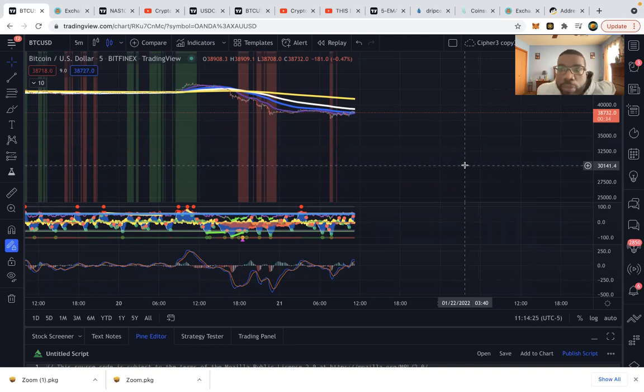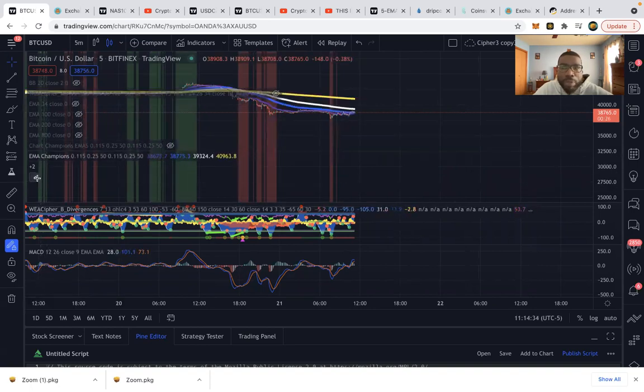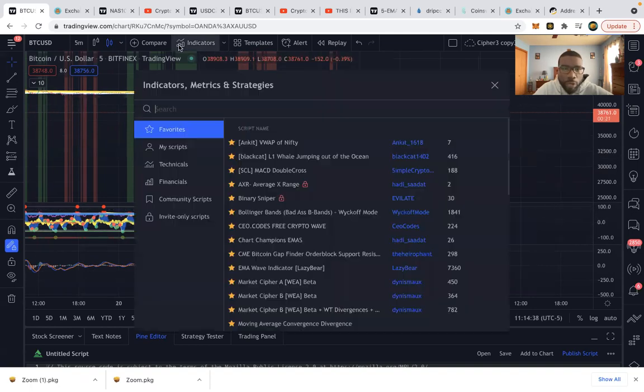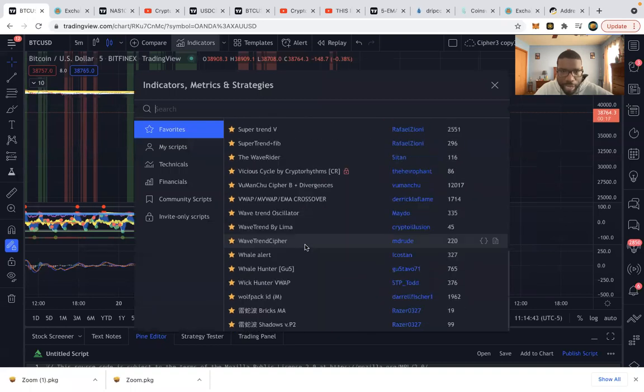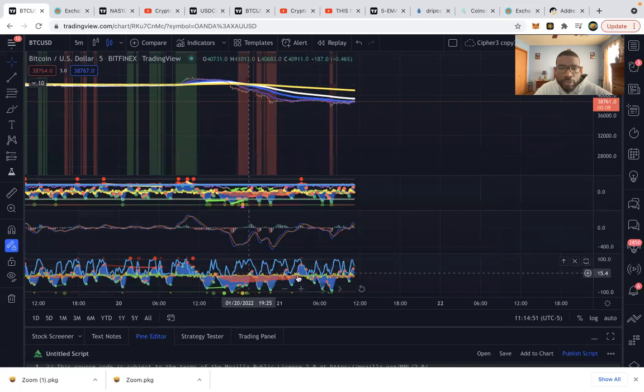This one is how to trade with volume. I'm going to demonstrate how we use our EMA Champions Indicator here. This indicator highlights when to buy and when to sell, along with the Market Cipher, or if you have the Wave Trend Oscillator, I'll show you how to use it. The Wave Trend Oscillator is the free version of Market Cipher. Perfect. I'm going to get rid of the MACD here for now.